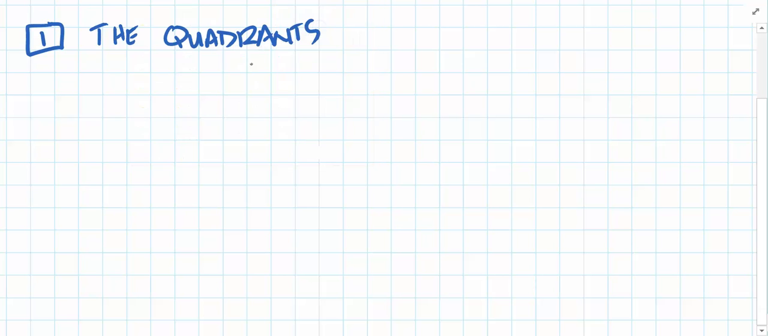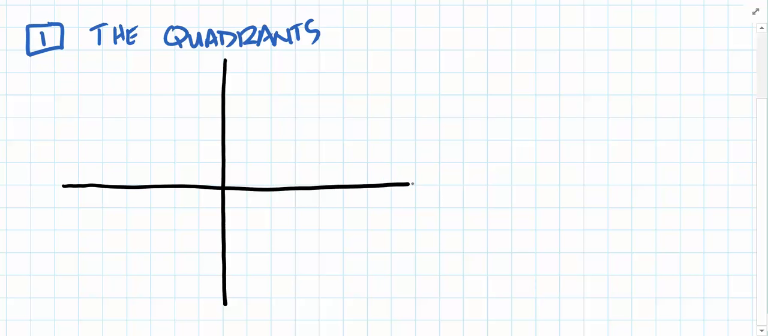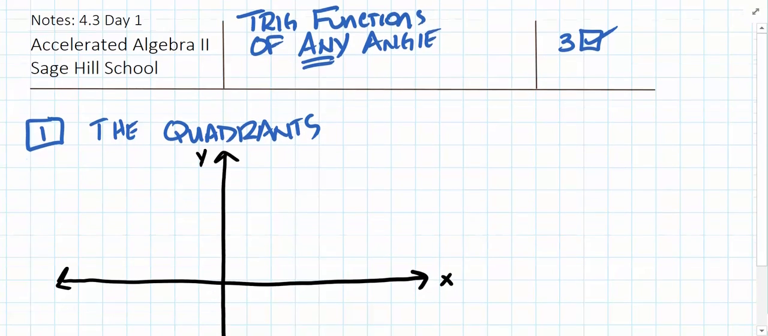Okay, do yourself a favor and give yourself a pretty decent sized coordinate plane over here. Good. This is of course our x-axis. This is of course our y-axis. All right. So far so good. Now, the title is the trig functions of any angle.